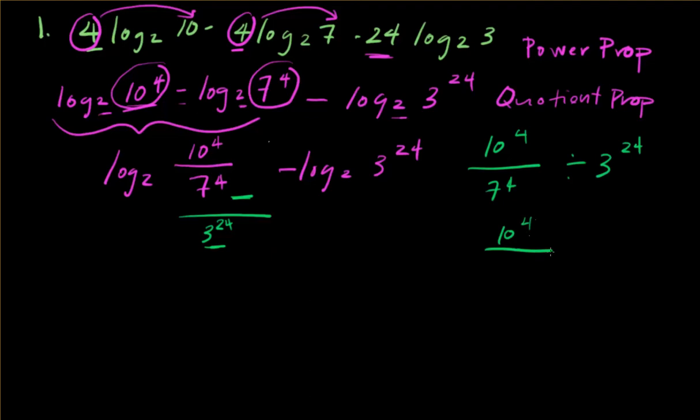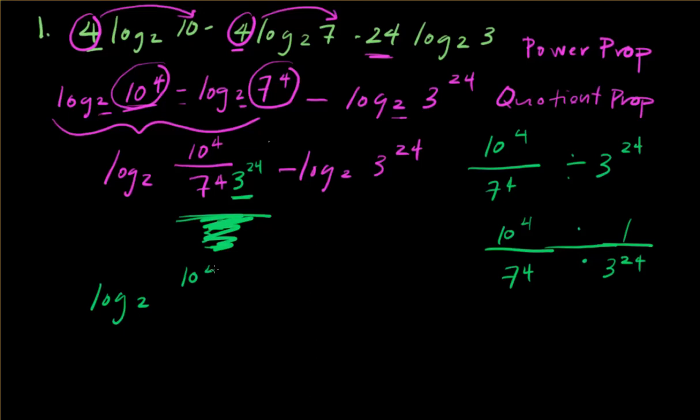and that becomes 10 to the 4th over 7 to the 4th times 1 over 3 to the 24th, and we can make this into one big multiplication. So it ends up in the denominator anyways, so we don't have to do this. So it's log base 2 of 10 to the 4th over 7 to the 4th times 3 to the 24th. And it's fine if you leave it that way.